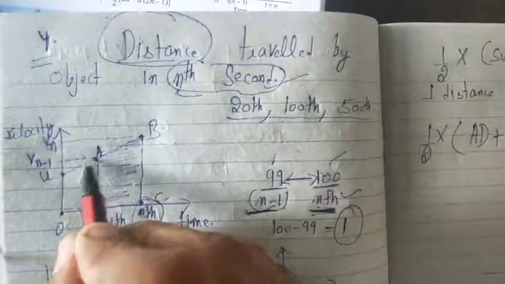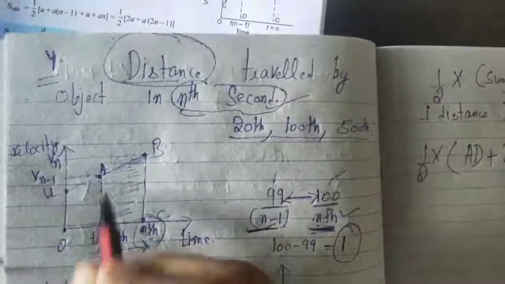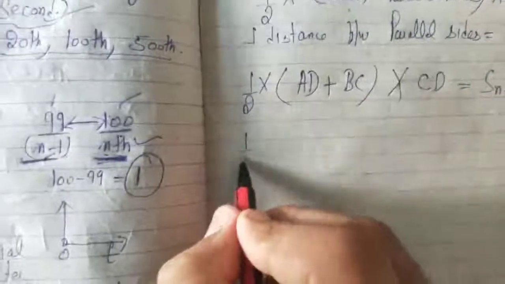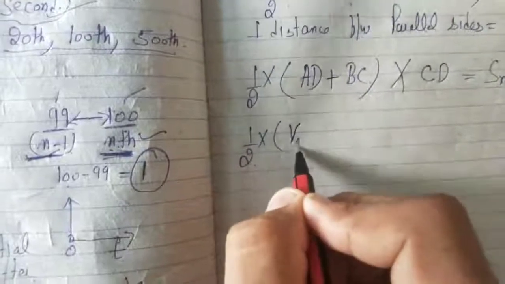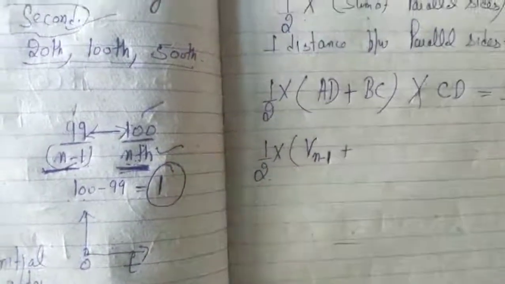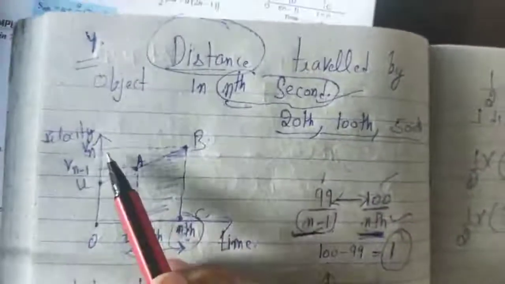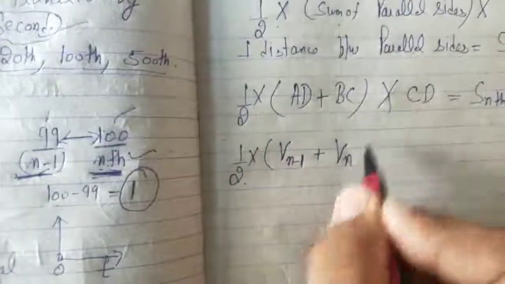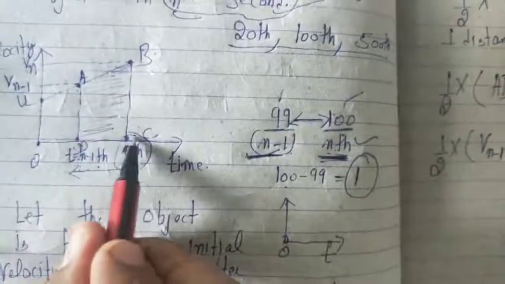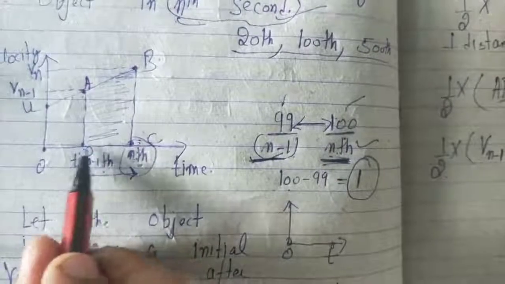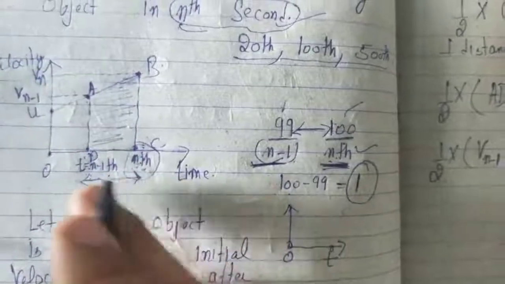So you calculate the value of AD. What is the value of AD? AD value is Vn minus 1, velocity at n minus 1 second. So what is the value of BC? The value of BC is Vn, velocity at nth second. What is the value of CD? CD value is n minus 1.